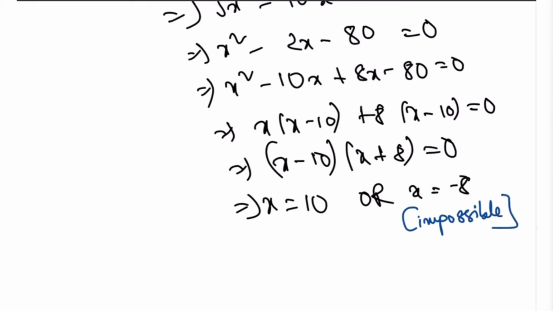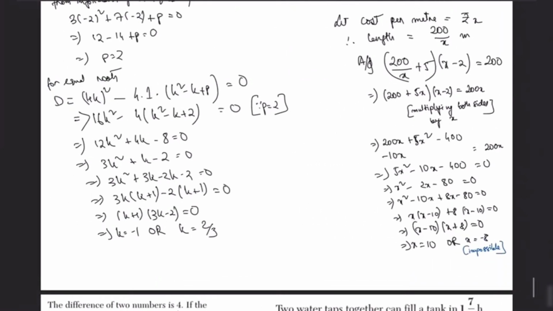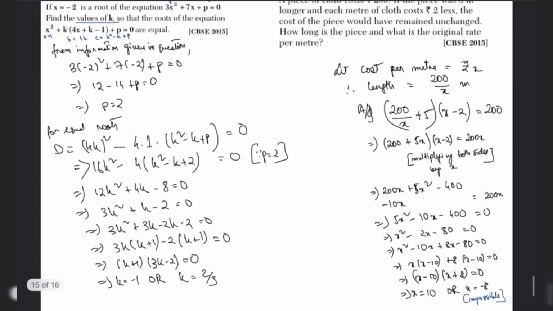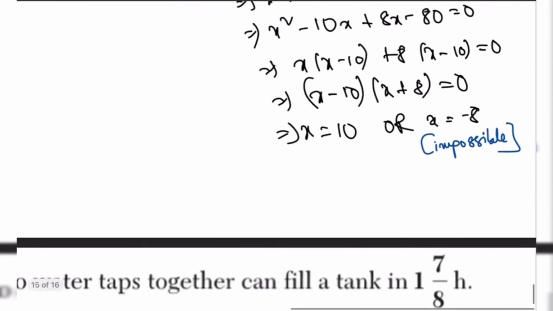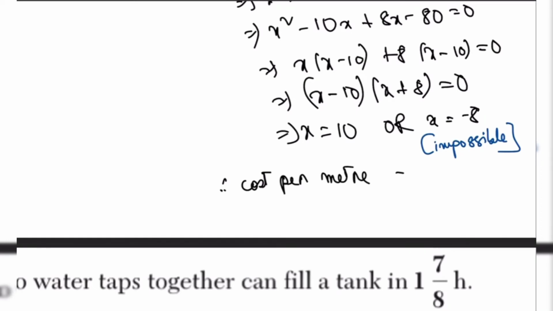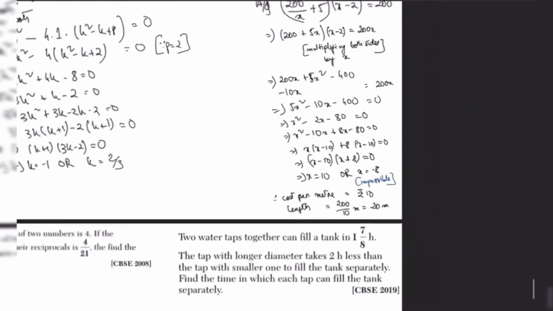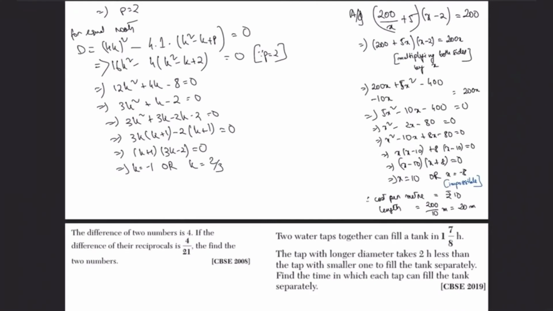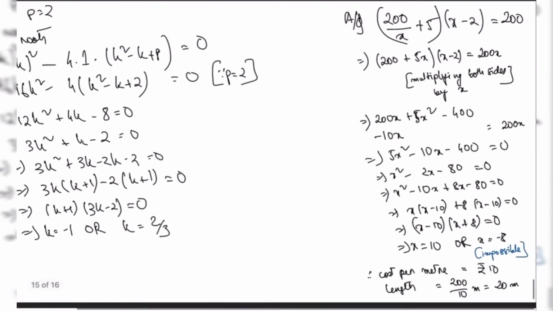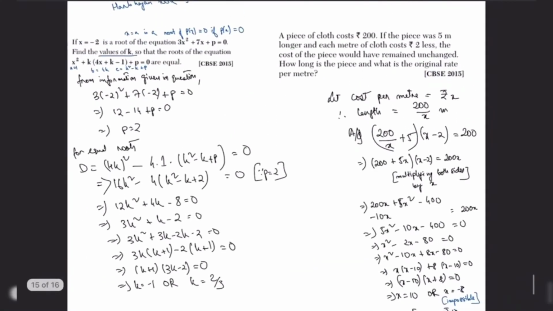impossible, and we have that per meter cost is 10, therefore cost per meter is 10 rupees, length is 200 by 10 meters, that is 20 meters. Now just quickly check that if we had 5 meters extra of length, so 25 meters, and 2 rupees less of cost, so 8, 25 times 8 is also 200. So our solution is indeed correct.